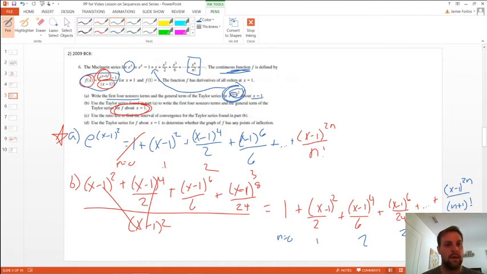Okay. So then C says use the ratio test to find the interval of convergence. Now C is probably not going to be tested. Okay, interval of convergence is not going to be tested, but we're still going to practice it just for the heck of it to figure out the interval of convergence for the series that we just came up with in part B.